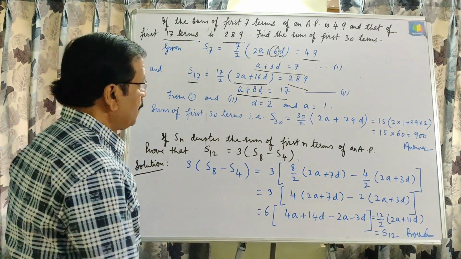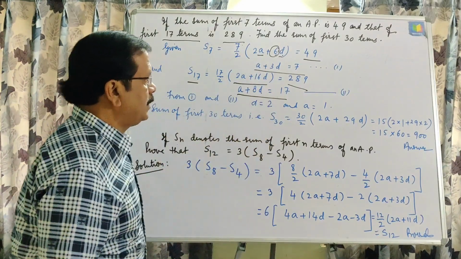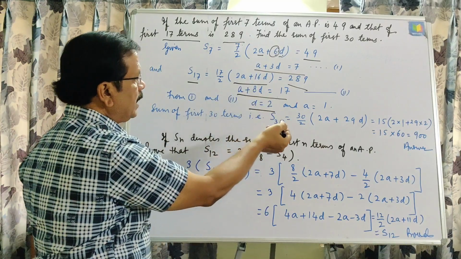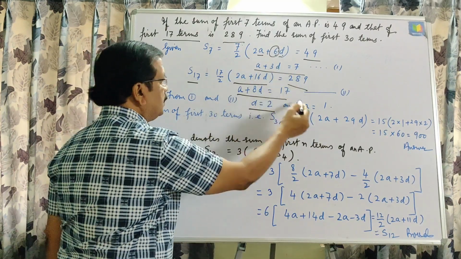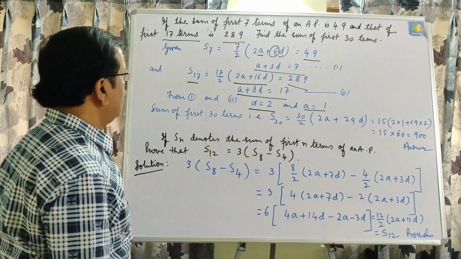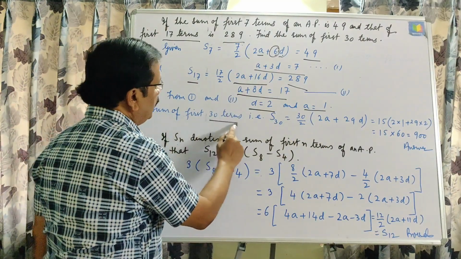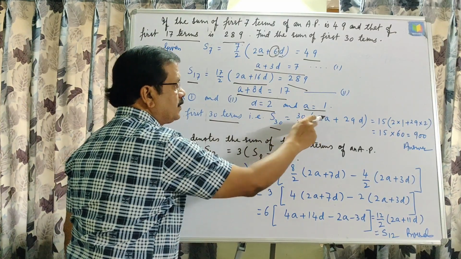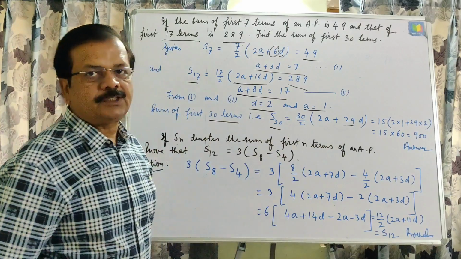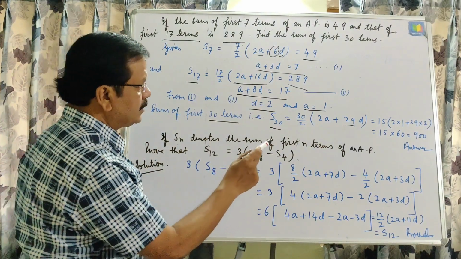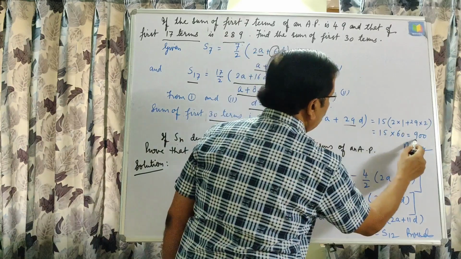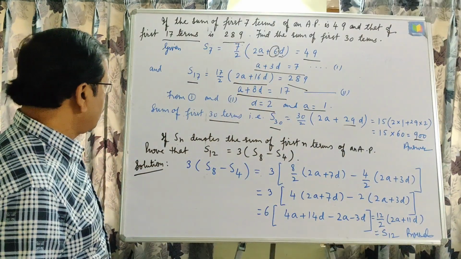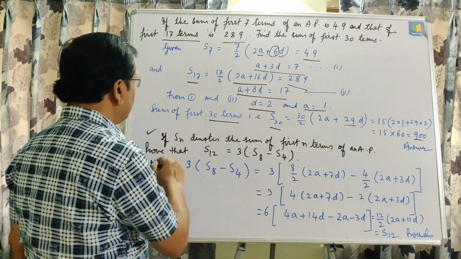After solving these two equations, we can get d is equal to 2, because once we subtract we can get the value, and resubstituting here we can get a is equal to 1. So the sum of the first 30 terms will be S30, that is n by 2, 30 by 2 times (2a + (30 minus 1) into d, that is 29d). After substituting a is equal to 1 and d is equal to 2, we are getting 900. This is the answer.